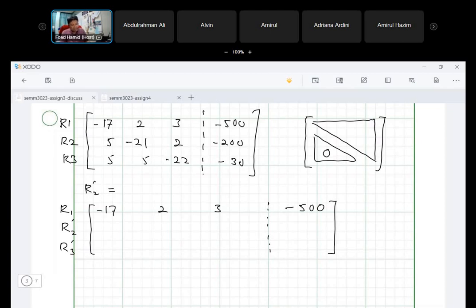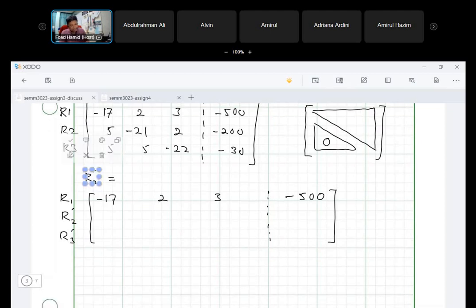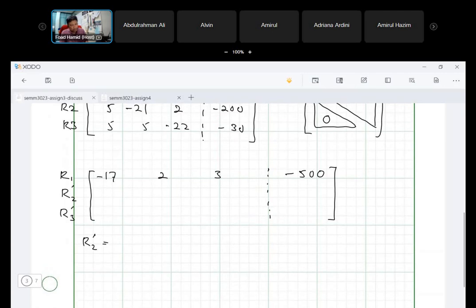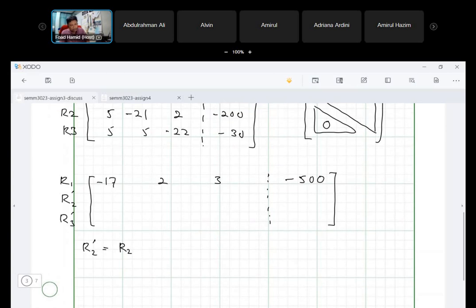So what is the R2 value? Oh, I should have put it somewhere else. Never mind. So let's do this. R2 prime is equal to, the formula is always R2, which is this row right here, minus A21, the first element of the second row, divided by the first element of the first row, times R1.